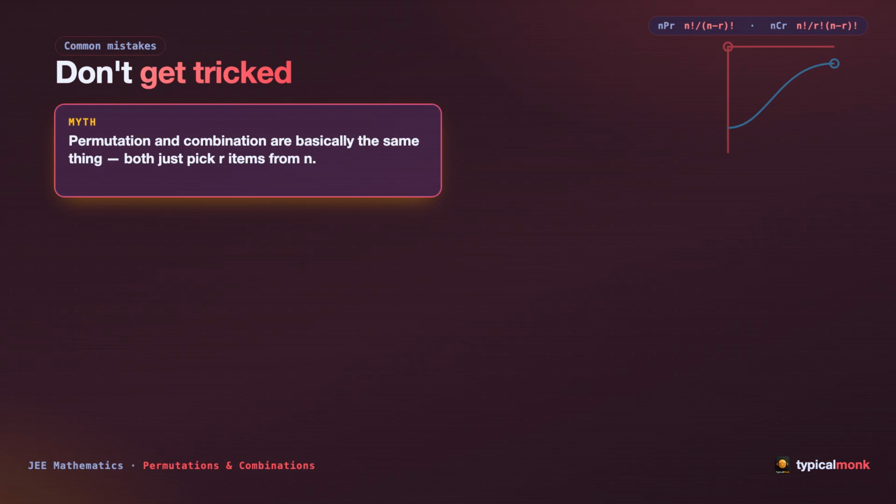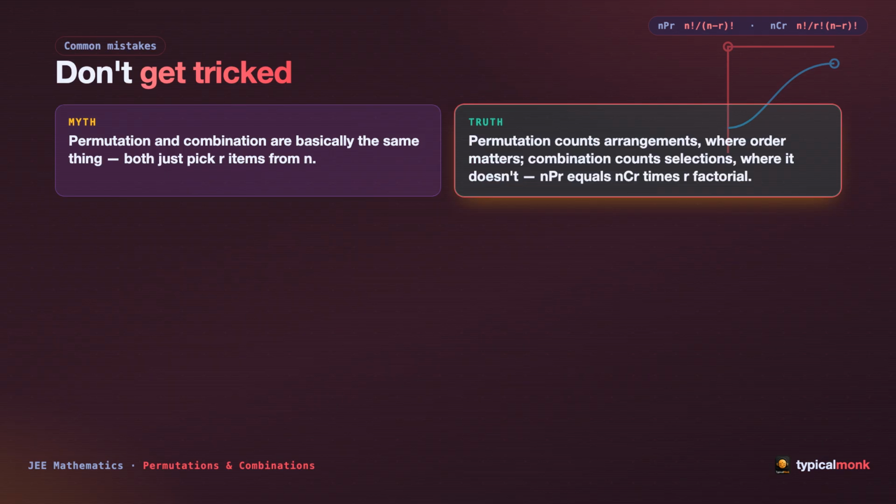Now let me save you some marks. Two myths that trap thousands of students every year. Myth 1. Permutation and combination are basically the same thing, both just choosing r items out of n. David believed this for weeks, right up to his first mock test. But here is the truth. A permutation counts arrangements, where order matters. A combination counts selections, where it does not. And the exact bridge between them is nPr equals nCr times r factorial.